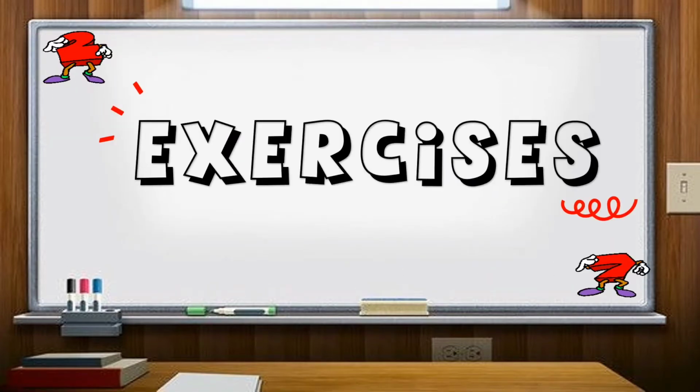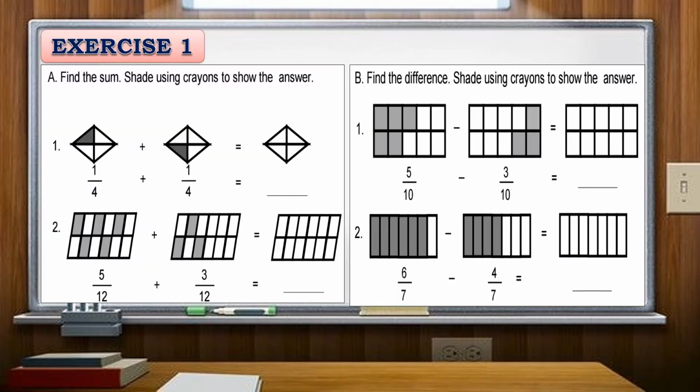Let's do some exercises. Exercise 1. A. Find the sum. Shade using crayons to show the answer. B. Find the difference. Shade using crayons to show the answer.